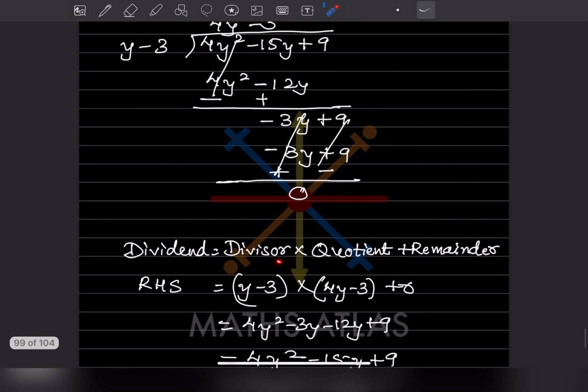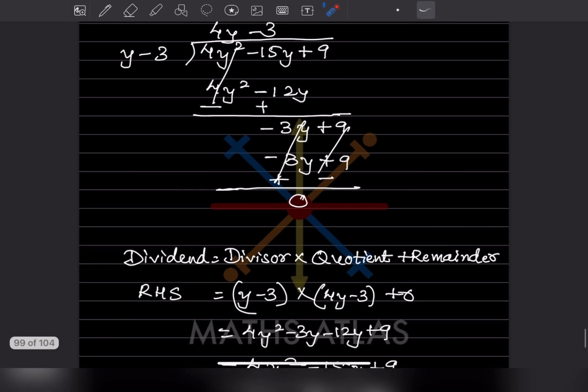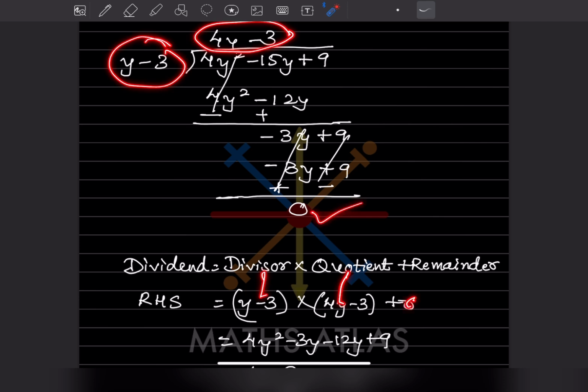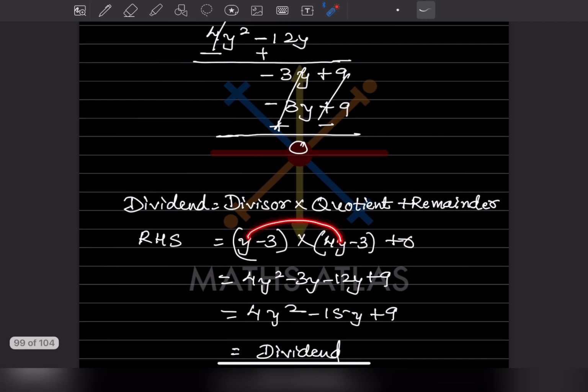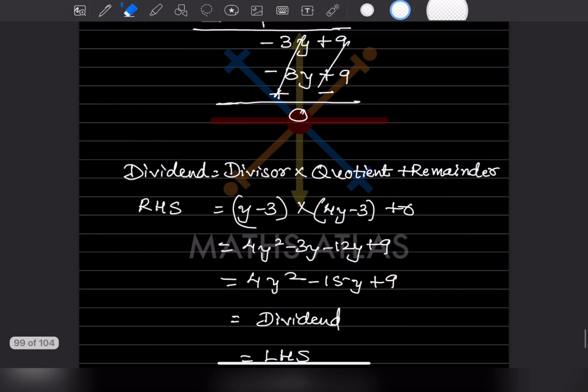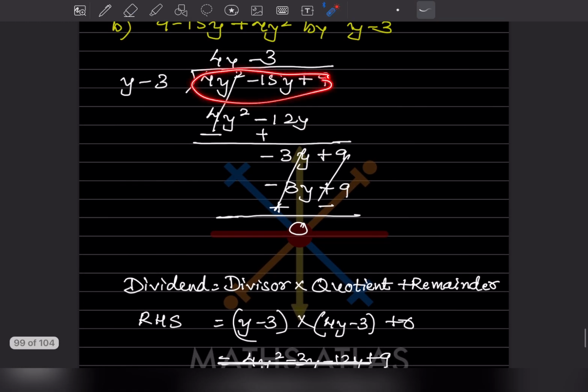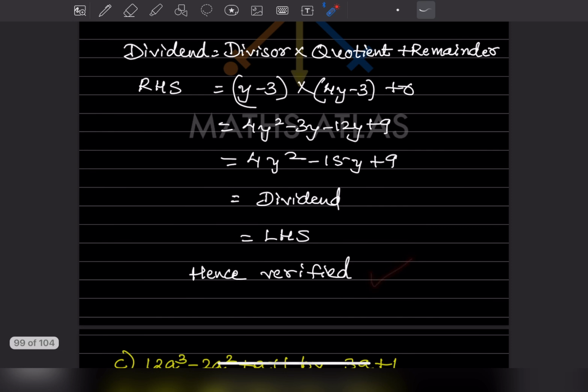So again the dividend is equal to divisor into quotient plus remainder. So RHS is what? Divisor is this, quotient is this one, and the remainder is 0. So here we are going to expand it, 4y square minus 3y minus 12y and plus 9. So now these are the like terms. So this will be 4y square minus 3 minus 12 is going to be minus 15y plus 9. So that is the dividend. This is the LHS. So hence it is verified.